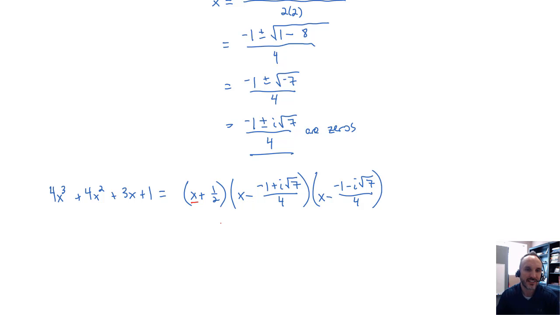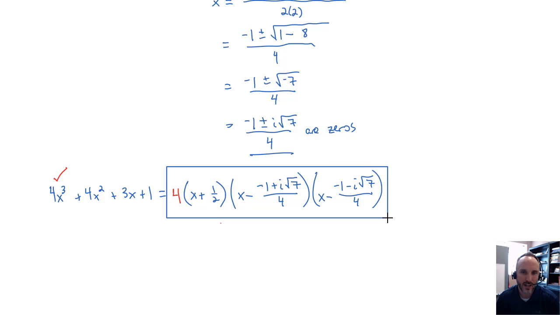The good news is that's easy to adjust. All I have to do is put a coefficient of 4 on the front, multiply this entire expression by 4, controlling my leading term. Because now if I multiply out the right side, I get 4x cubed as my leading term. Thus, this is the proper way to factor the polynomial. You always need to watch for that leading term and matching its coefficient, okay?